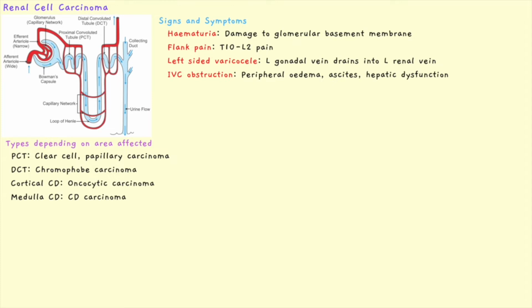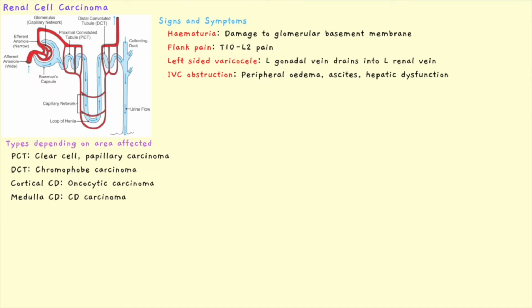Painless haematuria is common, and this is due to the tumor damaging the glomerular basement membrane. But this can be either macroscopic or microscopic and picked up on a urinalysis. Flank pain results from stimulation of T10 to L2 nerves.